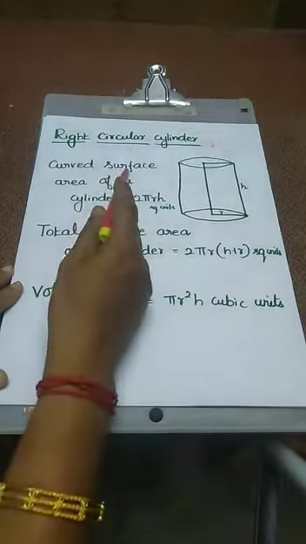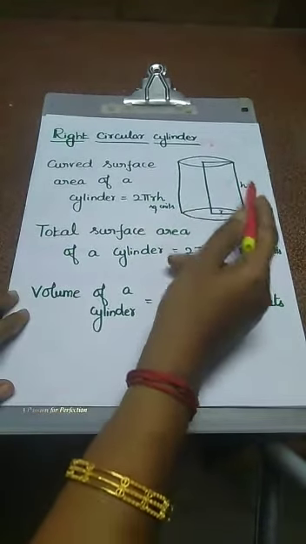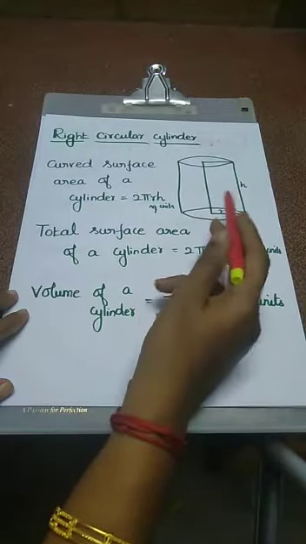Curved surface area means the outer part only. Total surface area means the outer part plus the top and bottom of the figure. Volume means we have to take the inside value also.